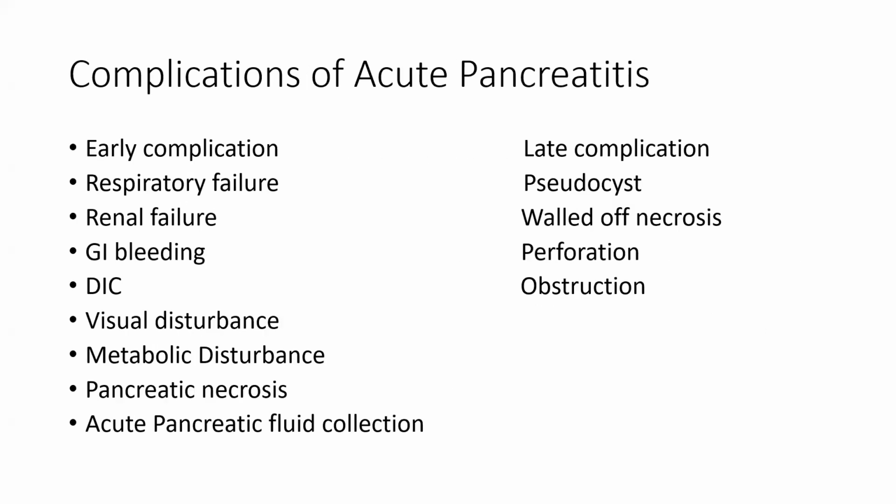Now we'll see what are the complications of acute pancreatitis. These complications are divided into early complications and late complications. So early complications include respiratory failure, renal failure, sometimes GI bleed, DIC, visual disturbance, metabolic disturbance, pancreatic necrosis, and acute pancreatic fluid collection. And late complications include pseudocyst, walled-off necrosis, perforation, and obstruction.